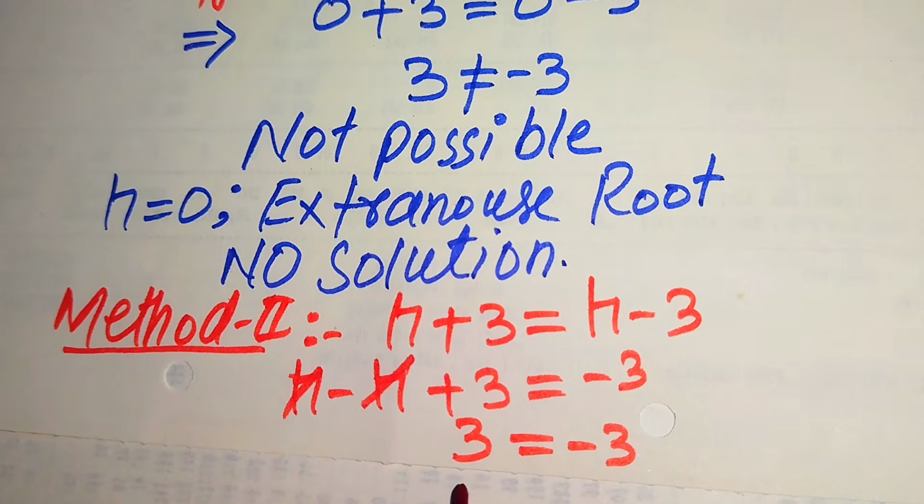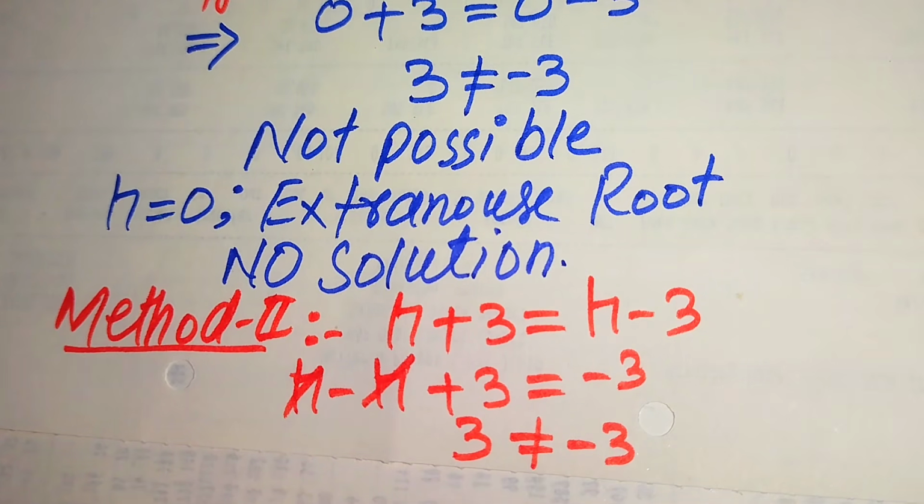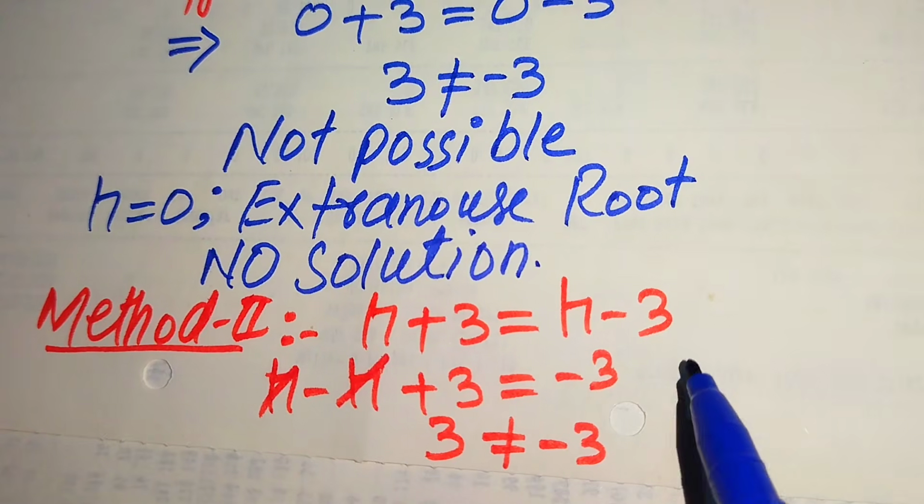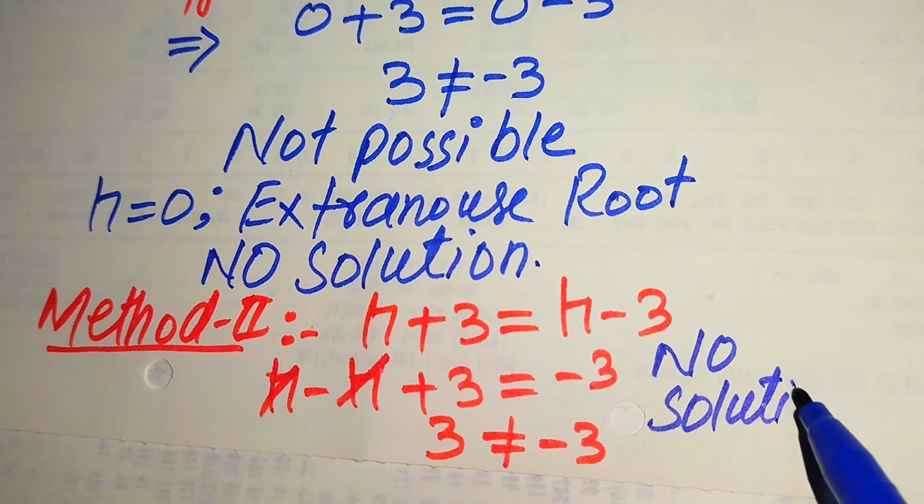So this shows that positive 3 is not equal to negative 3 in general. This means that in the second method we cannot get any value of h which satisfies our given question statement. So this finally concludes that this question has no solution in general.